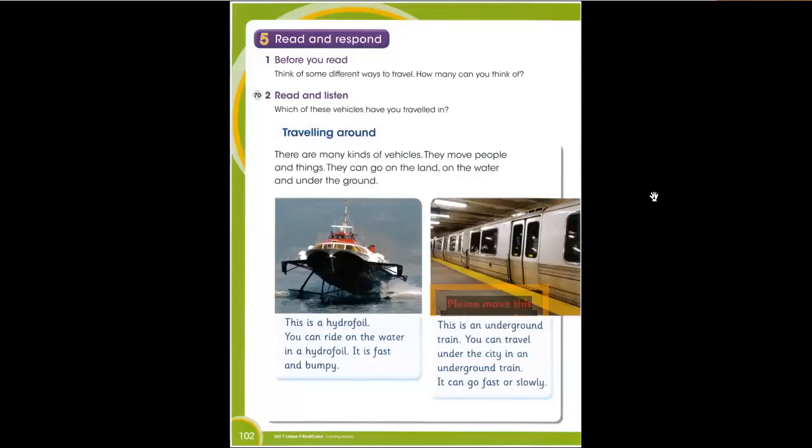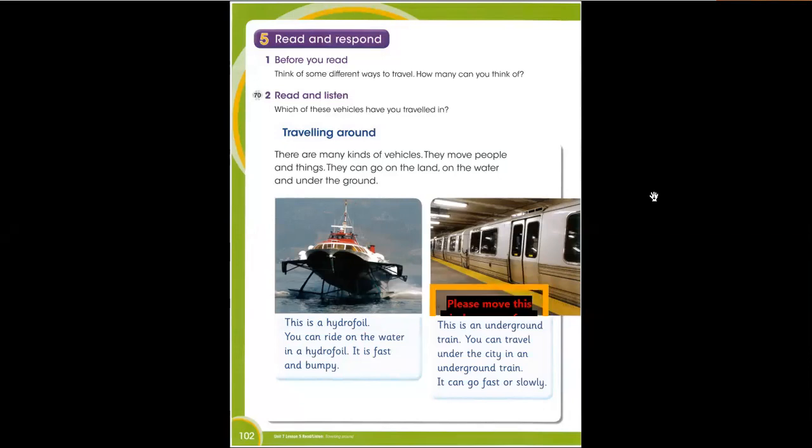So the name of the lesson is traveling around. What is the name of the lesson? The name of the lesson is traveling around. What is the meaning of traveling? To move from one place to another. That is called traveling. And how do we travel?